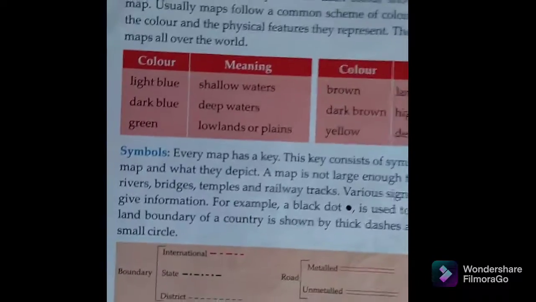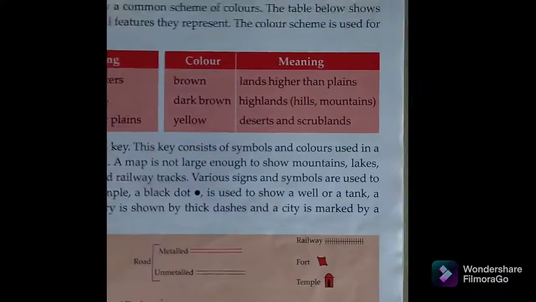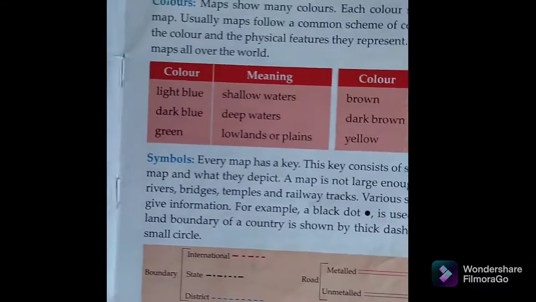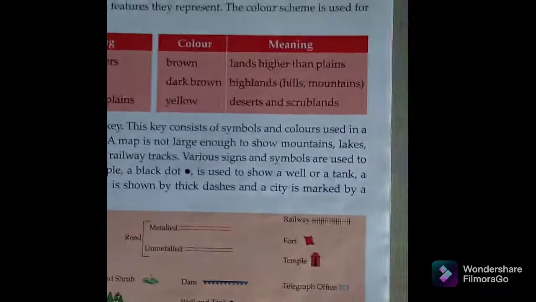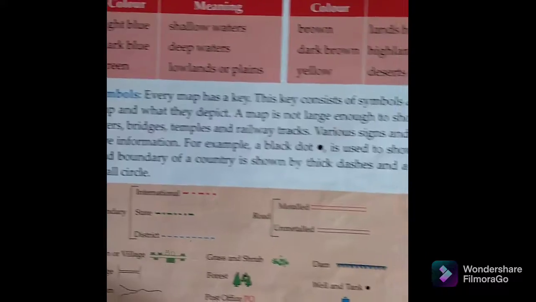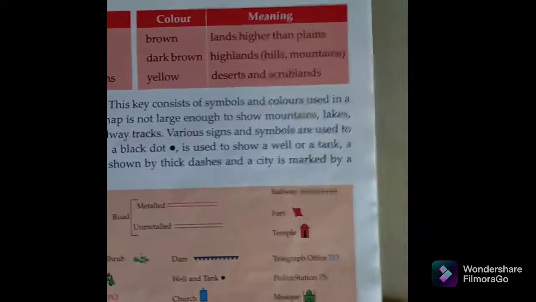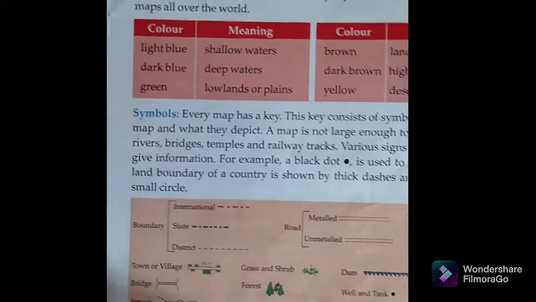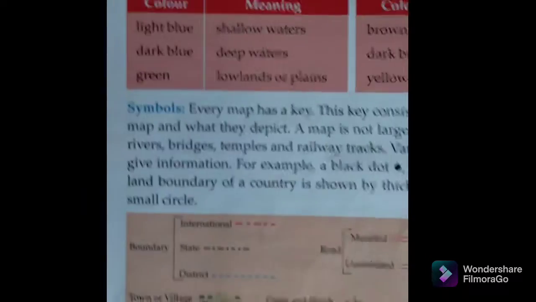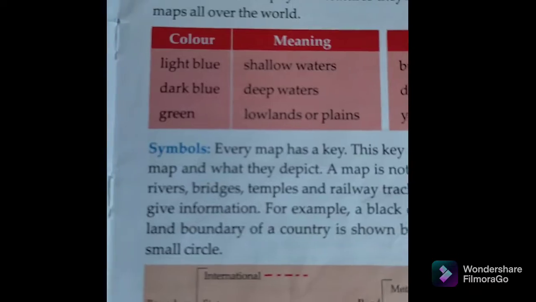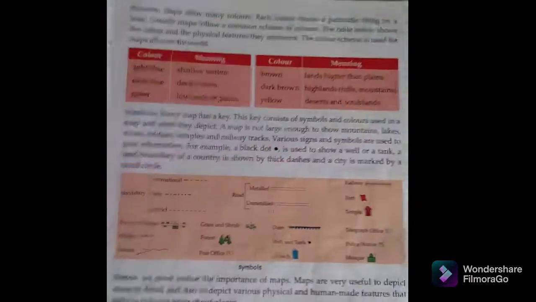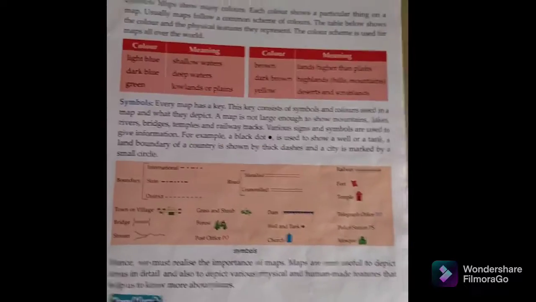Color. Maps show many colors. Each color shows a particular thing on a map. Usually maps follow a common scheme of colors. The table below shows the color and the physical features they represent. The color scheme is used for maps all over the world. You can see, the color light blue means shallow waters. The dark blue color means deep waters. You can read this. I am showing you.